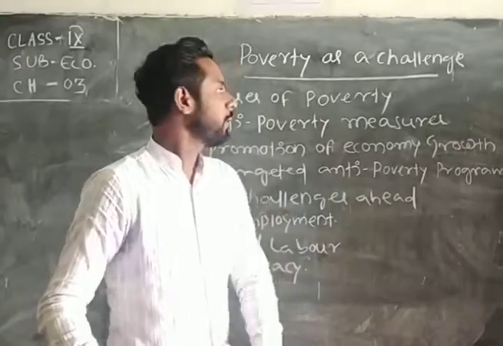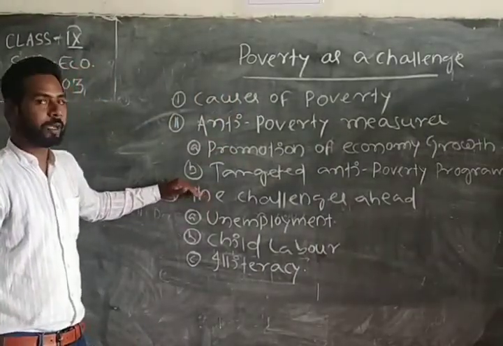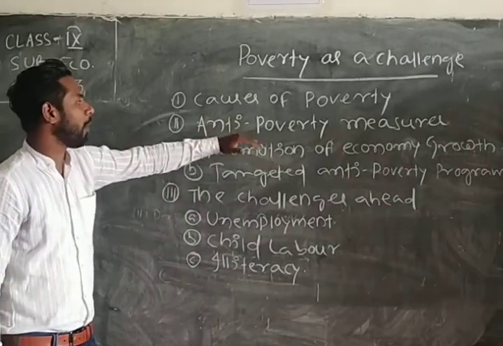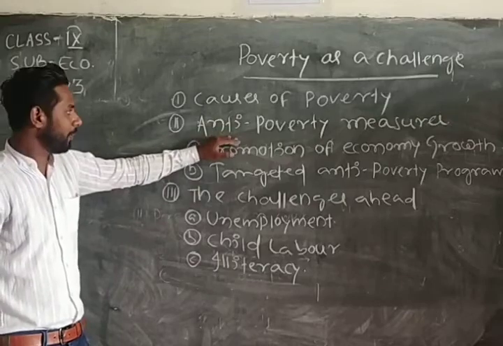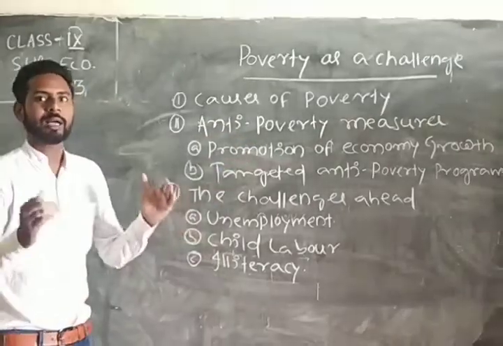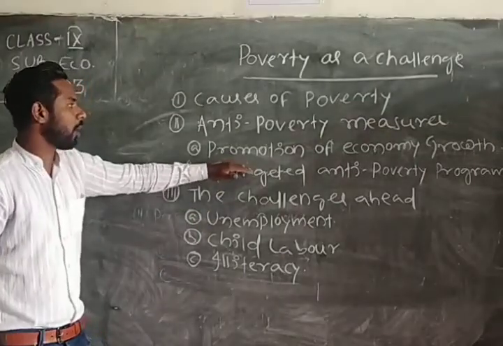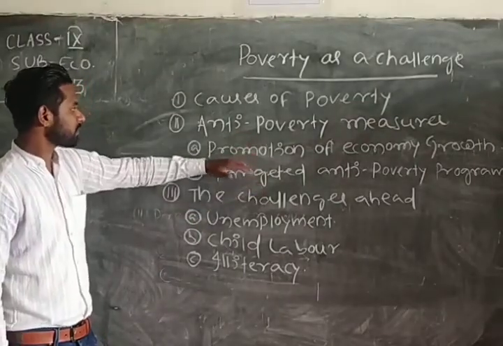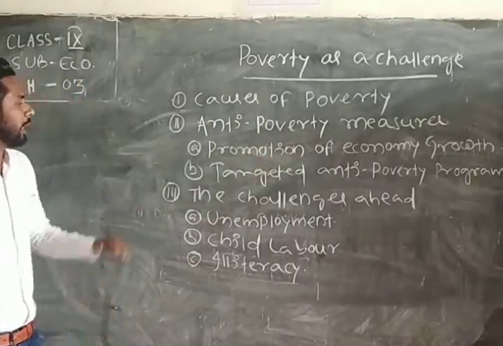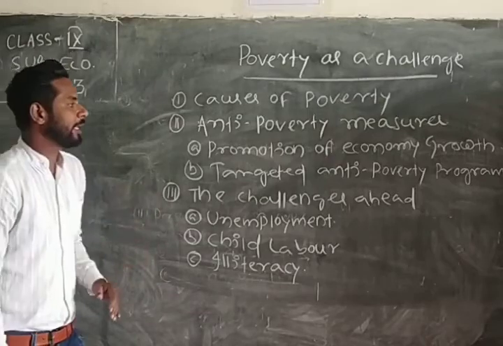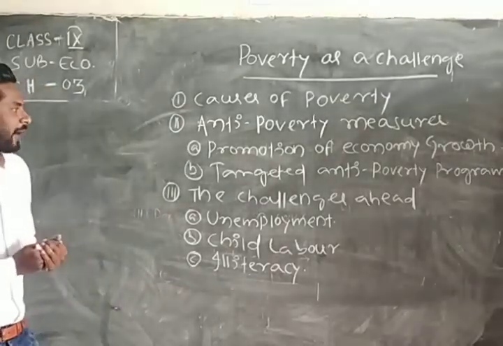So today we will discuss some anti-poverty measures, or ways to prevent poverty. These are measures taken or followed by the Indian government to reduce the poverty situation in India. The anti-poverty measures are promotion of economic growth and targeted anti-poverty programs. Some programs are classified in this group.